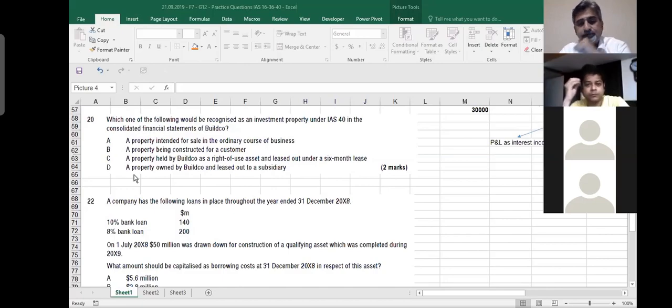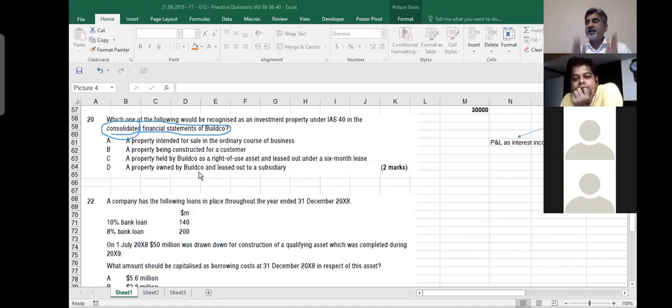First, I'll explain D. It looks like investment property because D is your ownership. In D, Buildco is the owner, and Buildco is not using it. Buildco has given it to someone else. So it looks like it is an investment property. But please pay attention to the question. In the question, they played a trick. They said the consolidated financial statement of Buildco. The trick is on the word consolidated.